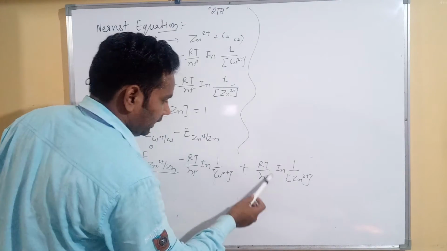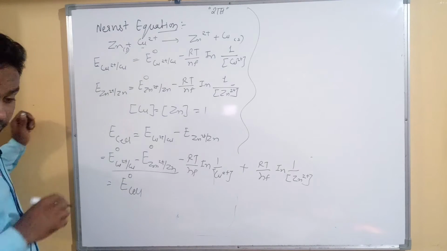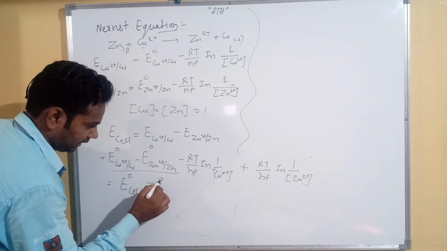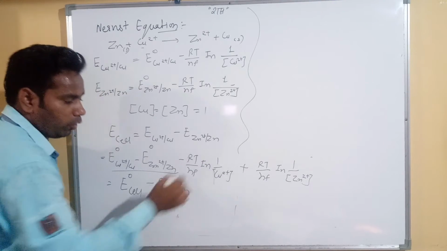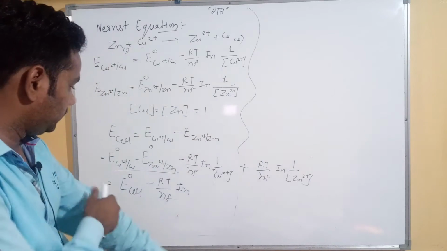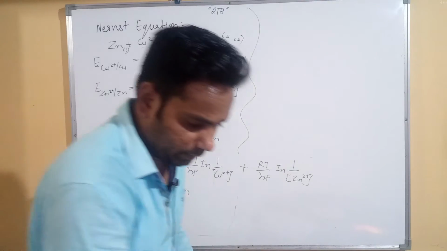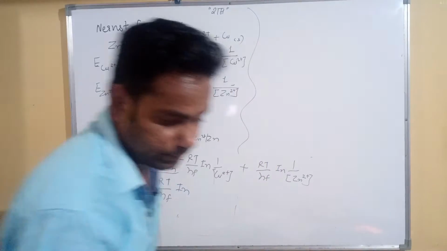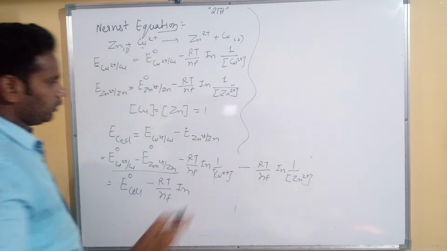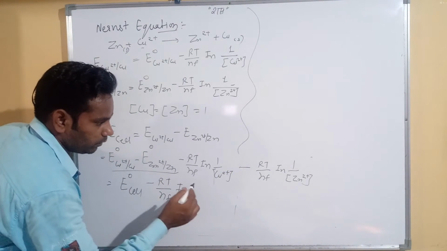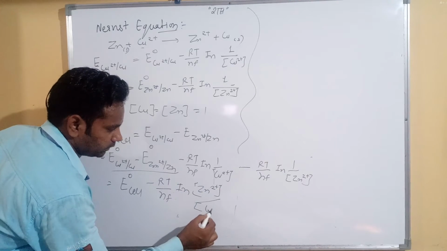Then again RT upon nF is common in both sections, so we take common minus RT upon nF, then in log. Then what is the change in this equation? We put Zn2+ upon Cu2+. Am I right? Yeah, I am right. But here minus is there, not plus. Okay, so now the answer is Zn2+ upon Cu2+.